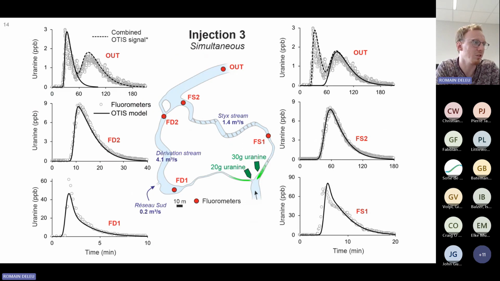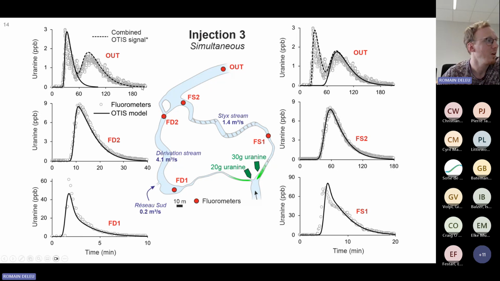And then we have the third injection, where we put 20 grams and 30 grams of uranine in both sides at the same time, just to see what happens. We get 5 breakthrough curves: one in FD1, one in FD2, one in FS1, one in FS2, and of course the breakthrough curve at the outlet fluorometer. For FD1 and FD2, we have very similar signals to injection 1. For FS1 and FS2, we have similar results as for injection 2. And for the out fluorometer, as you can see, we have a double peak.